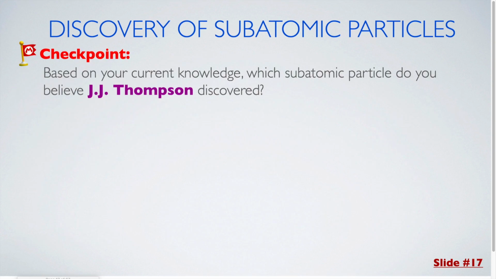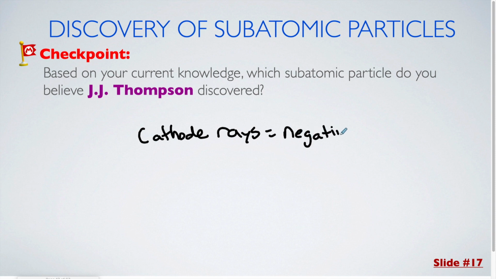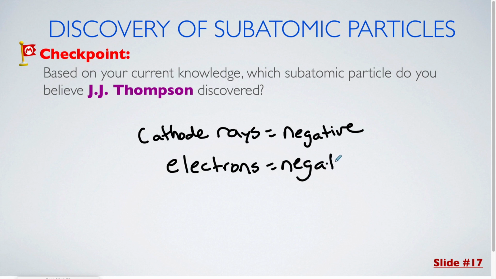For your first checkpoint question, based on your current knowledge, which subatomic particle do you believe J.J. Thomson discovered? Now, up until this point, we learned that cathode rays are negative. And you most likely know from previous science classes that electrons are the negative subatomic particle within the atom. So J.J. Thomson was responsible for the discovery of the first subatomic particle, which was the electron.